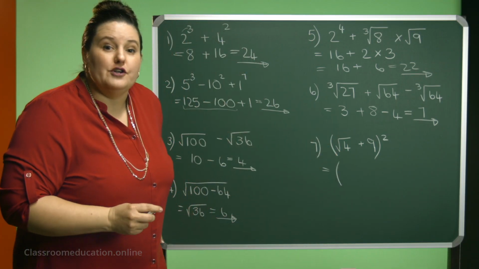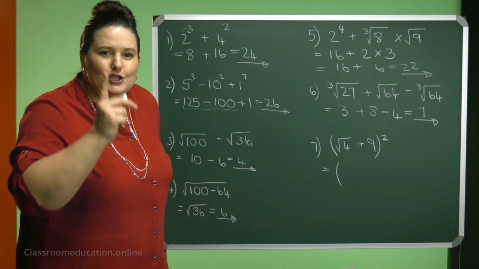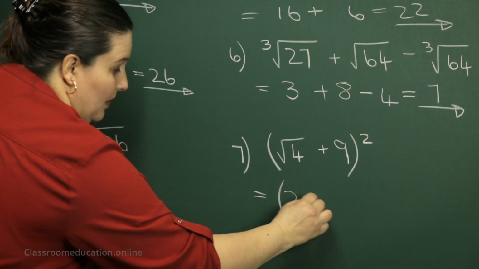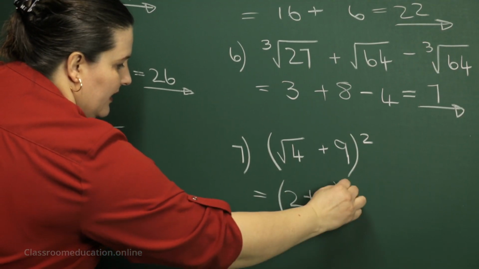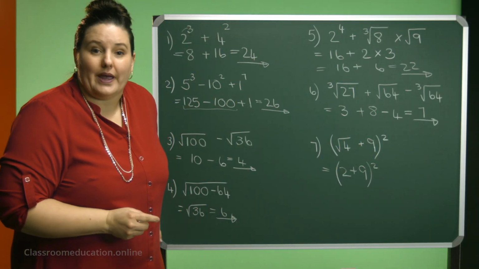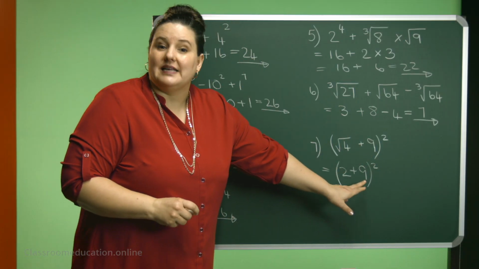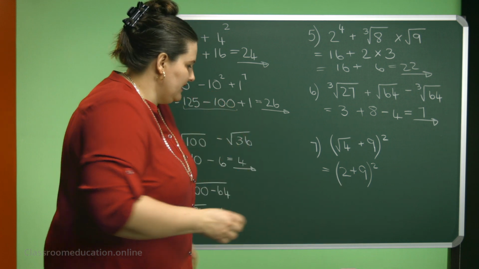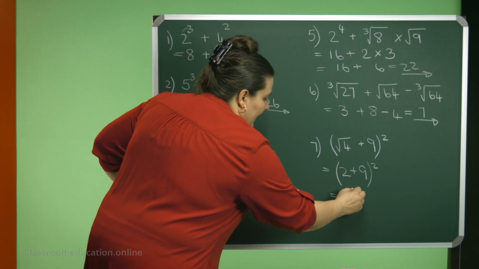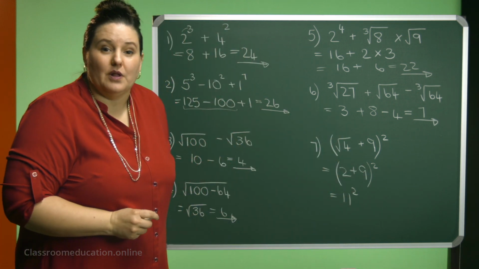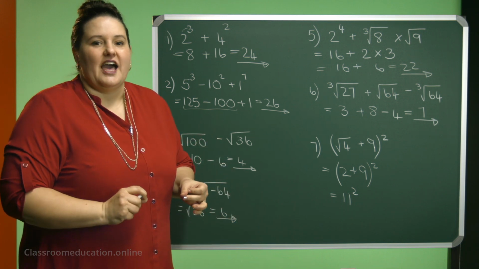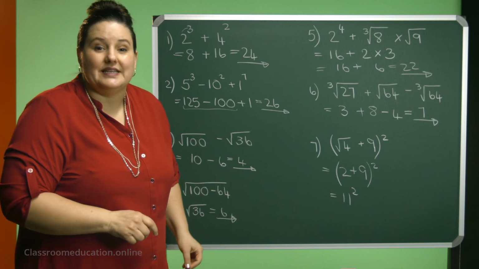The square root of 4. It is 2, plus 9, and I still have it as a square. And then I can say that 2 plus 9 is 11, and 11 squared will be 11 times 11, and that is 121.